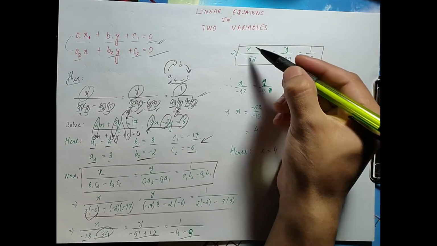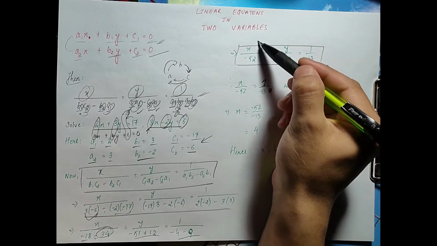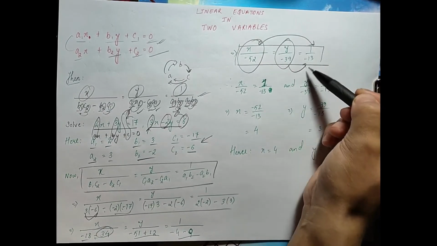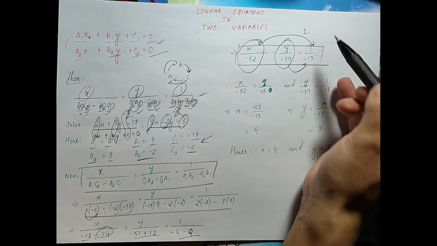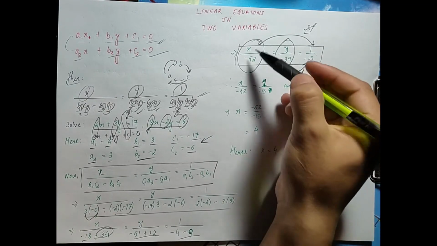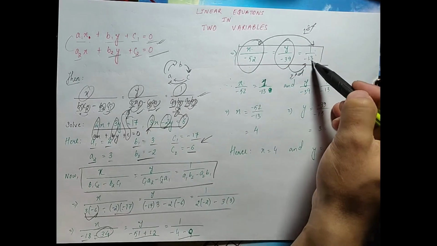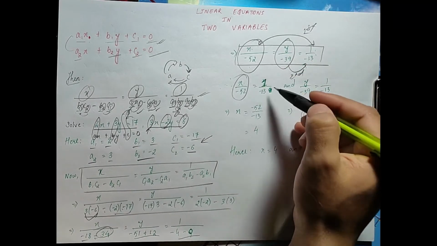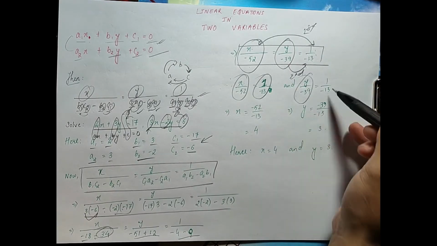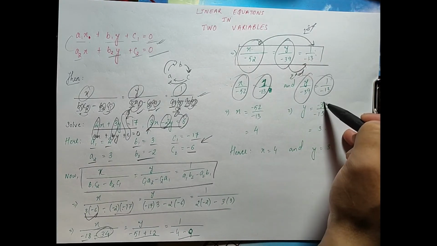Now it's the important part. Basically what we're going to do is divide this into two equations. This and this will form one equation, that is the first one. This and this will form the second equation. So what do I mean by this? x by 52 is equal to 1 by minus 13. So x by minus 52 is equal to 1 by 13. Similarly, y by minus 39 is equal to 1 by minus 13.